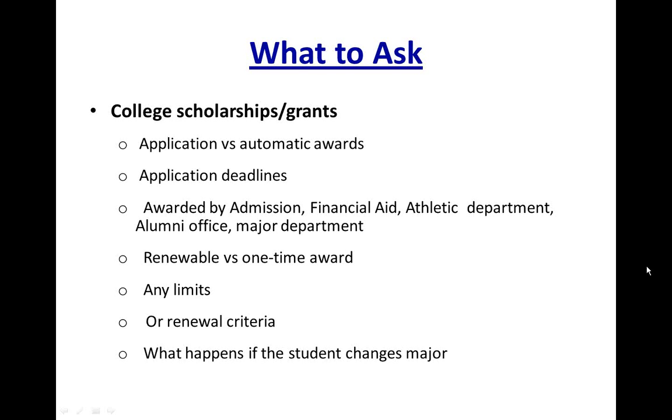Are the funds renewable versus a one-time award? Are there any limits, like are they limited to a certain number of semesters? Are there renewal criteria, like a minimum GPA to renew the award? And what happens to the funds if the student changes major, if they've received a grant or scholarship that is specific to that major?